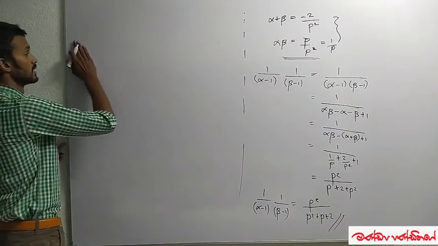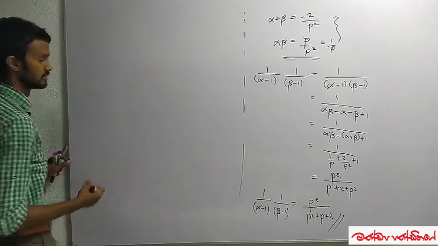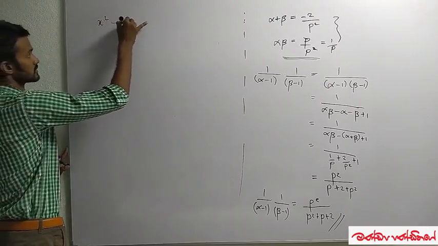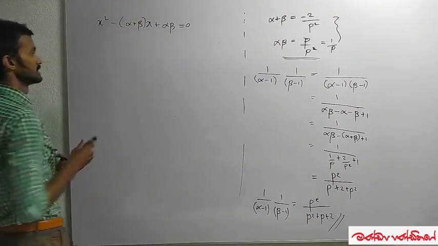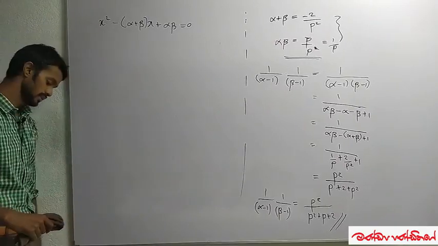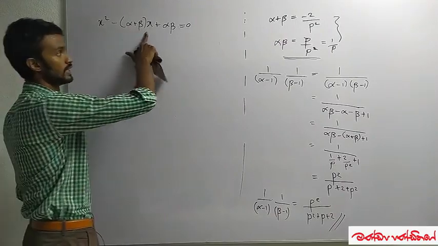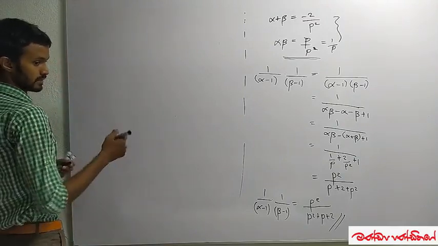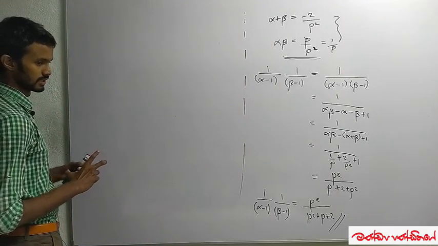I know if you are asked to build the quadratic equation with the roots alpha and beta, we get it as x squared minus the addition of the roots x plus the product of the roots is equal to 0. This is the basic theory. So they're asking us to show that the quadratic equation whose roots are given as follows.